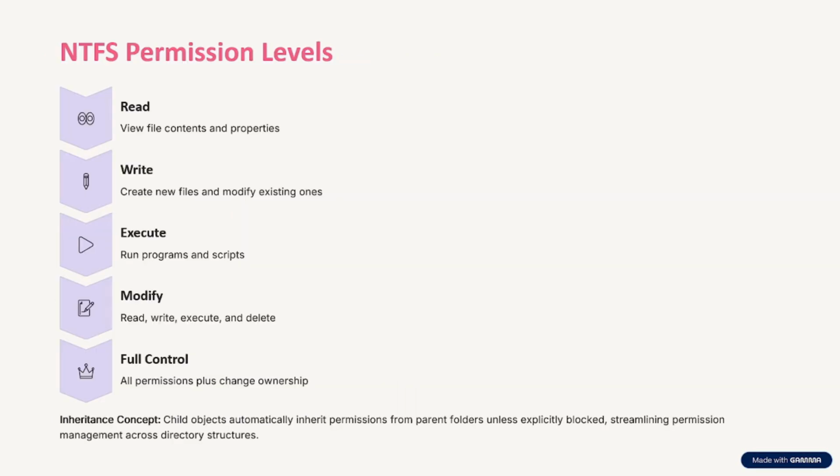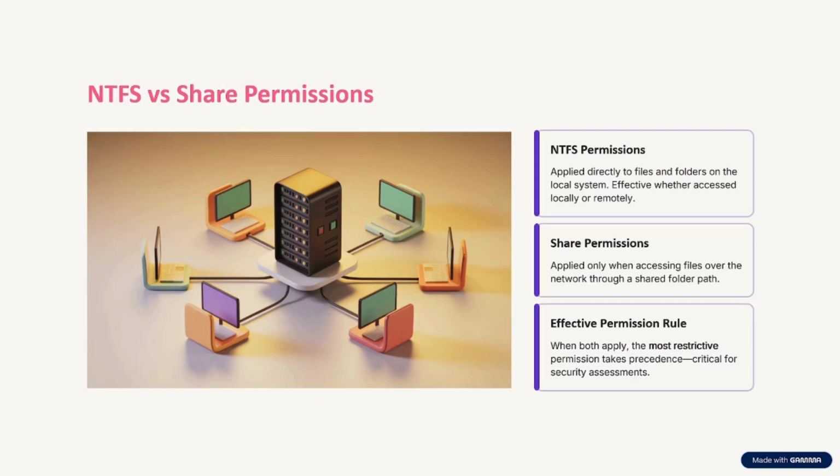Now let's discuss NTFS permissions. First is Read, to view file contents and properties. Second is Write, to create and modify files. Third is Execute, to run programs and scripts. Fourth is Modify: read, write, execute, and delete. Fifth is Full Control: all permissions, including changing ownership. There is also an inheritance concept, where child objects automatically inherit permissions from parent folders unless blocked. Many privilege escalation vulnerabilities occur due to misconfigured permissions.